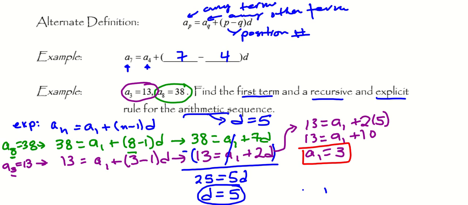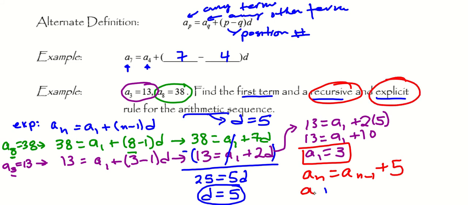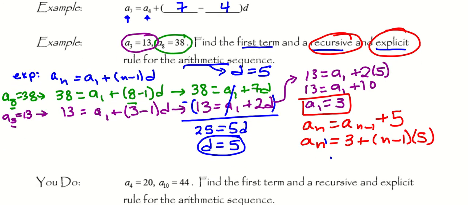I now need to find my recursive definition. So I think we can do that. We get a sub n equals a sub n minus 1 plus our common difference, which here is 5. And now for our explicit definition, we get a sub n equals a sub 1, which is 3, plus n minus 1 times our common difference, which is 5. And you can just leave it like that, or you can simplify it. It's kind of like taking points that you know that are on a line, plugging them into point slope form, and then solving by linear combination.